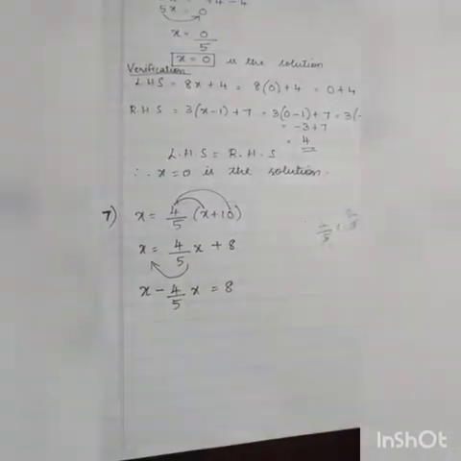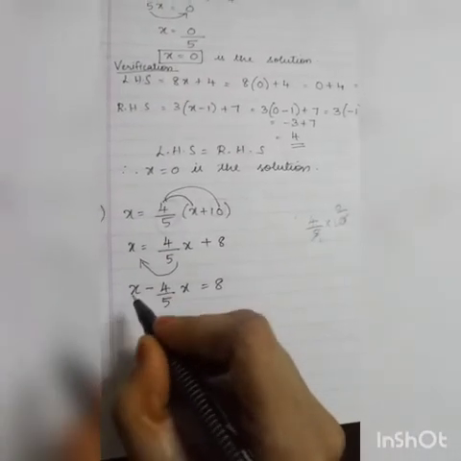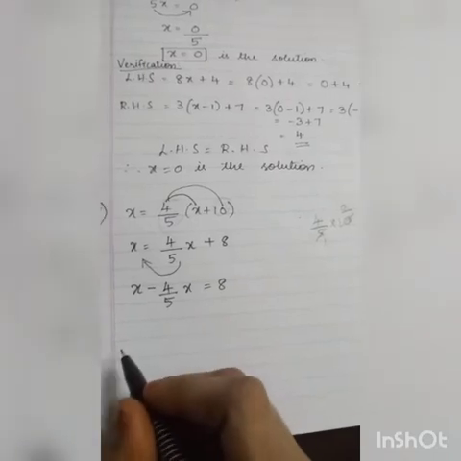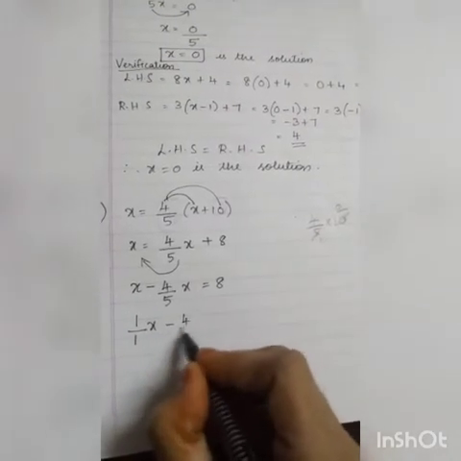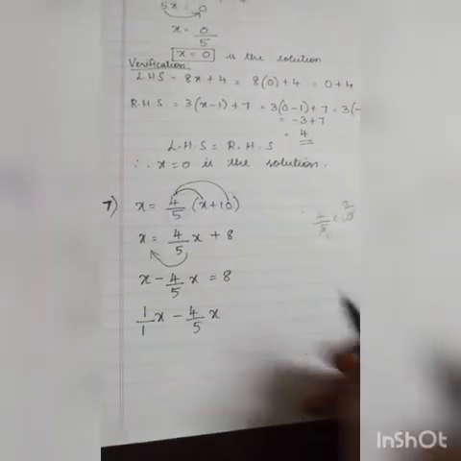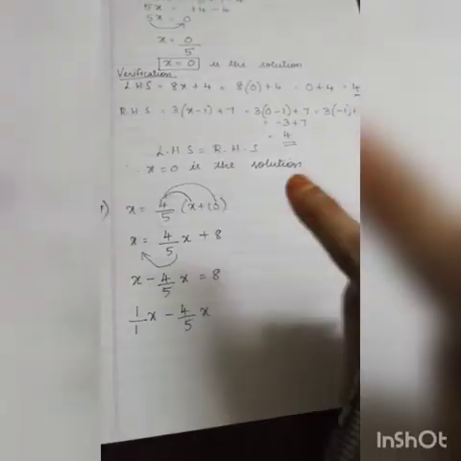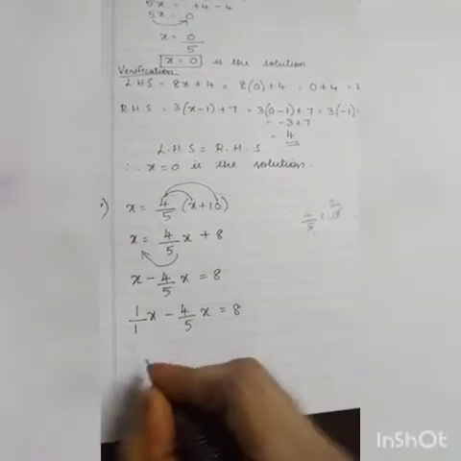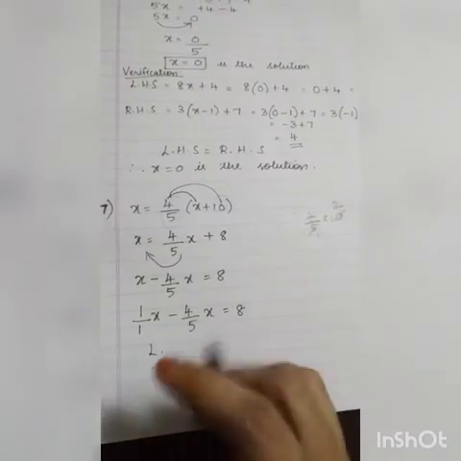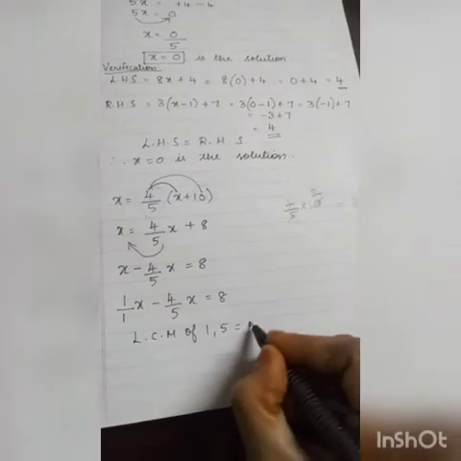So shall we take LCM? So x always means 1x, right? How will you write 1x? 1 by 1x minus 4 by 5x equal to 8. Now, the denominators are different. So, LCM of 1 comma 5 equal to 5.